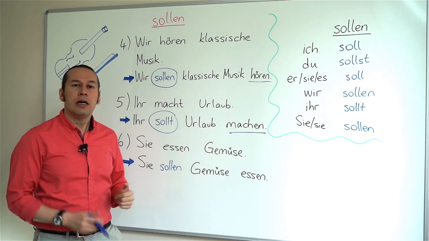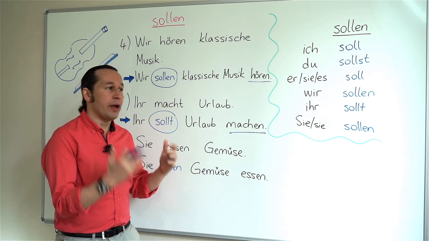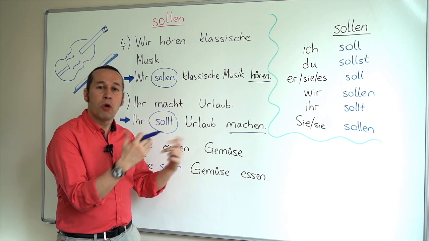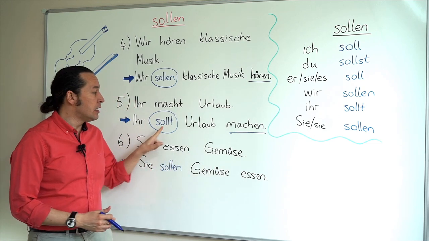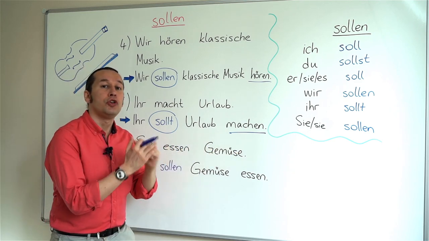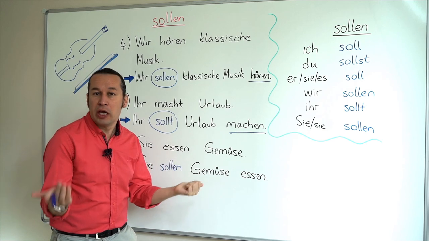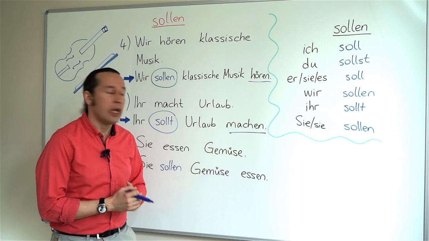Ihr is the second person plural form when I mention two or more people, a group of people. So I'll say ihr sollt Urlaub machen. You should go on vacation, actually. Okay, so you should go on vacation.